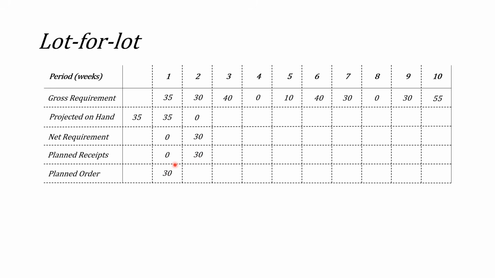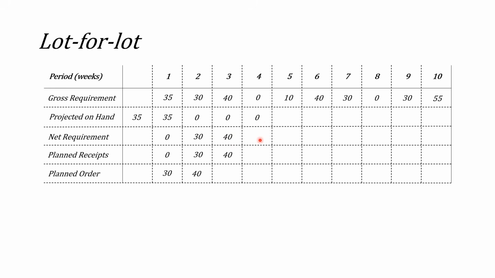Okay, now I had a requirement of 30 units. I received 30 units, and I have no inventory that carries forward, so my projected inventory on hand is going to be 0 units. Similarly, I have a gross requirement of 40, which means my net requirement is also going to be 40, which means I need to receive 40 units, which means I need to place an order of 40 units 1 week in advance. All right, so I obviously have no inventory carrying forward because I used up everything.